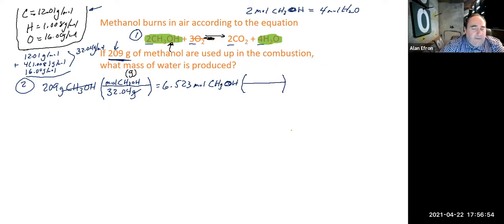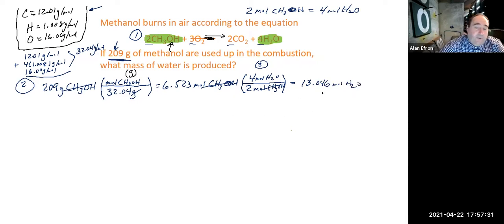Again, we have moles of methanol up on top. So to get rid of them, it's always opposite, right? To cancel things, we're going to put the methanol on the bottom and the moles of water up on top. Moles of methanol will cancel, and that's the third step there, which again is the stoichiometry part of it. So basically in this case, we're going to take our 6.52 times 4 divided by 2, and that gets us 13.046 moles of water in this case.